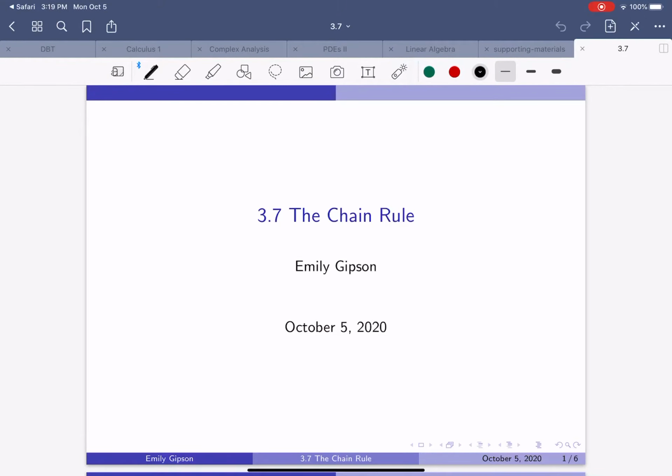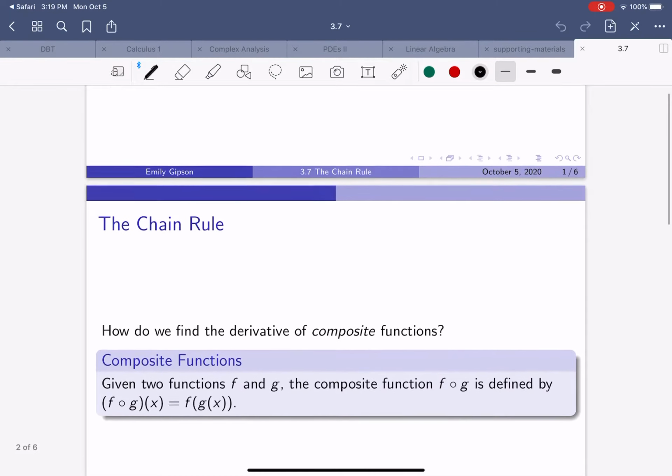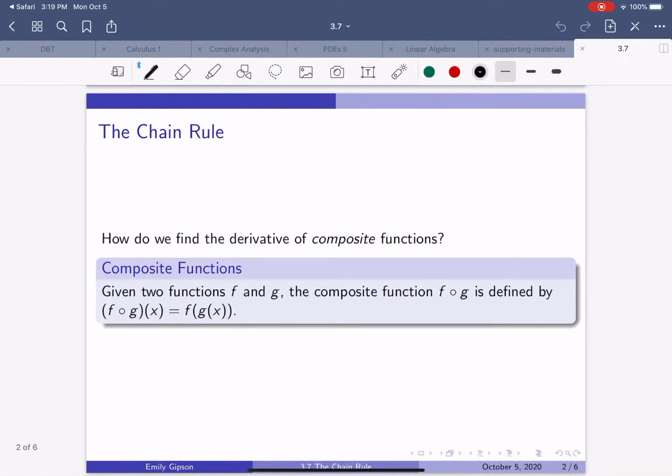All right, today we're going to talk about section 3.7, the chain rule. So the big question is, how do we find the derivative of composite functions? And here's a quick reminder about what a composite function is. Given two functions, f and g, the composite function f circ g is defined by f of g of x.